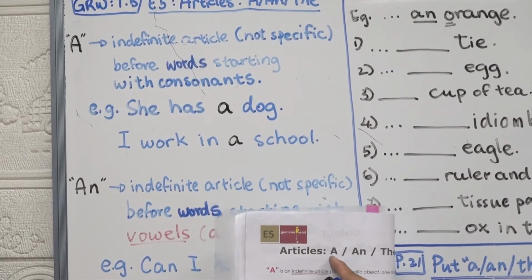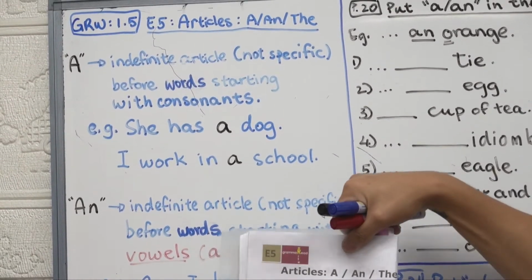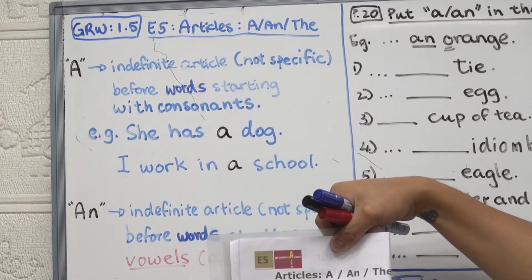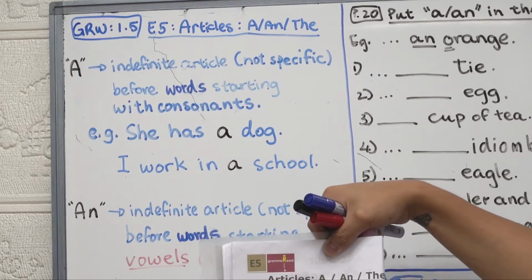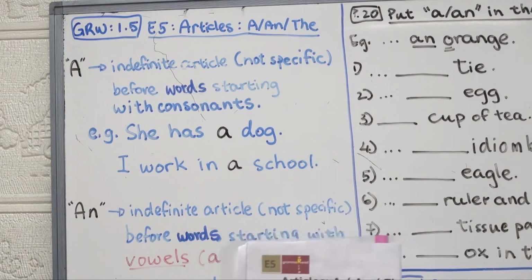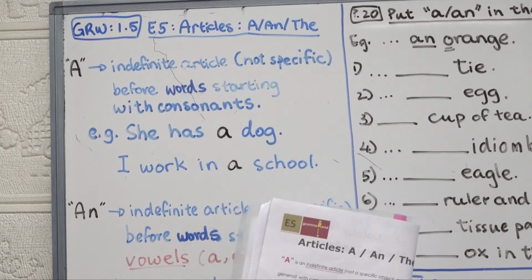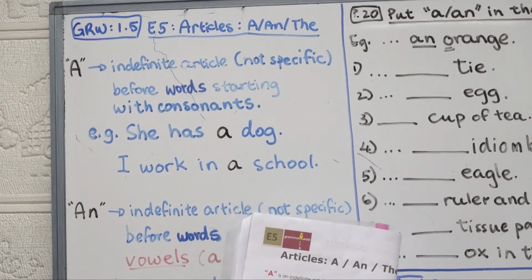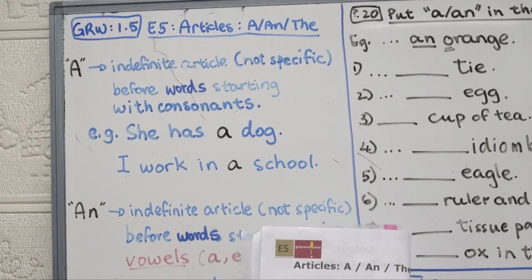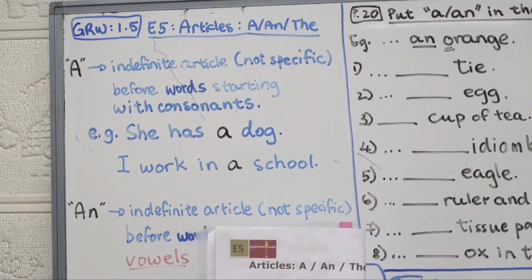So articles a, an, and the. Articles a, an, and the, okay? So let's read the passages together. 1, 2, 3. A is an indefinite article, not a specific object, one thing in general, with consonants. So what are consonants? Consonants are letters that are not vowels. So B, C, D, F, G, H, J, K, L, M, N, P, Q, R, S, T, V, W, X, Y, and Z. So no A, E, I, O, U. These are consonants, okay? So we have examples. She has a dog and I work in a school.